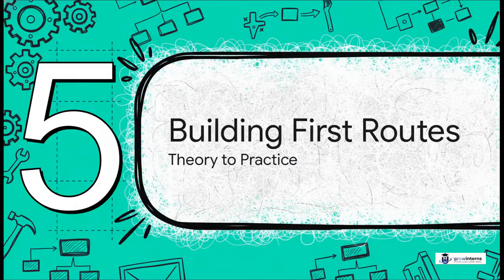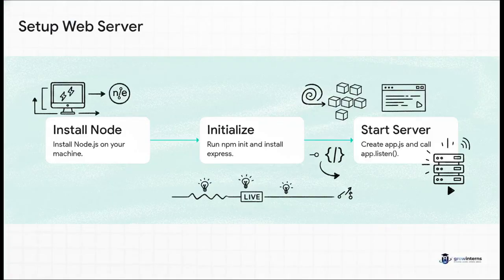Okay, let's get into Section 5: Building your first routes, theory to practice. Let's dive into the practical side and see how to actually start building with these amazing tools. It literally takes just 3 simple steps to transform a totally empty folder into a live running web server. Step 1, install Node.js on your machine. Step 2, open your terminal and run npm init and npm install express in a new folder. That sets up your project structure and pulls in the framework.